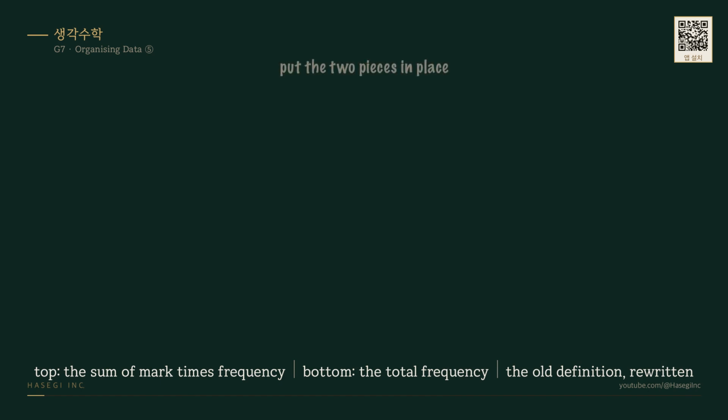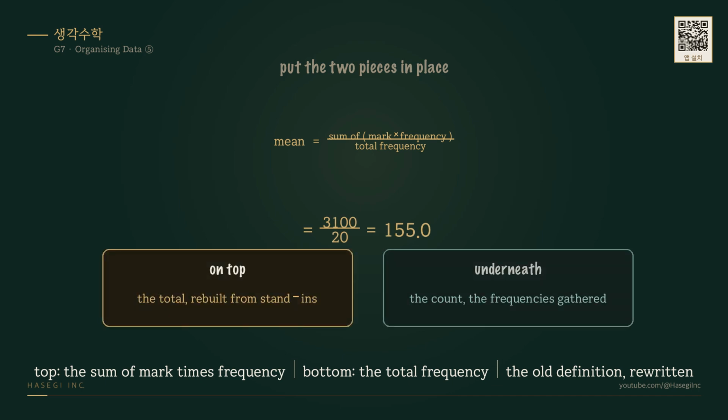Now put the two pieces where they belong. On top, the sum of mark times frequency. Underneath, the total frequency. That is the mean from a frequency table. Nothing new was learned. The old definition, total over count, has simply been rewritten in the language of the table.